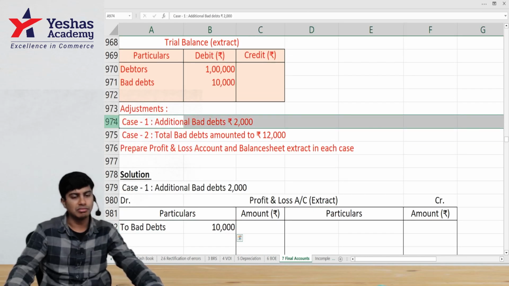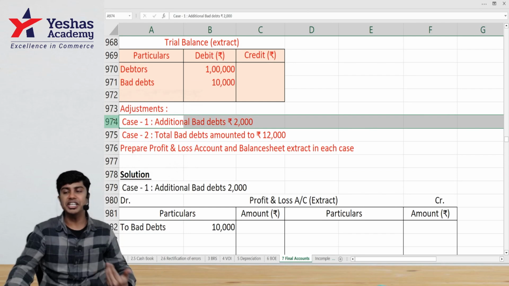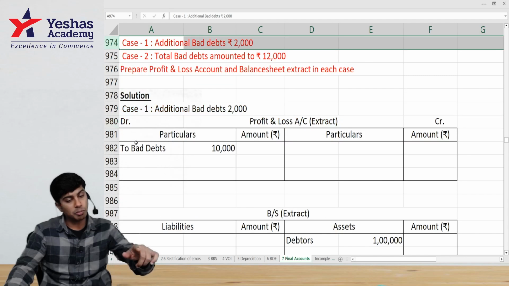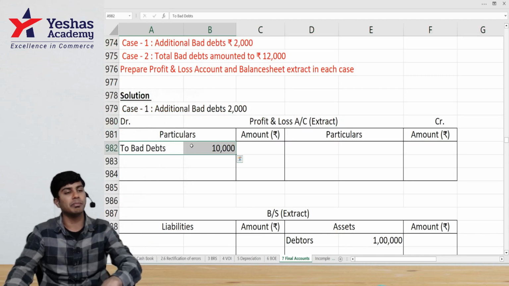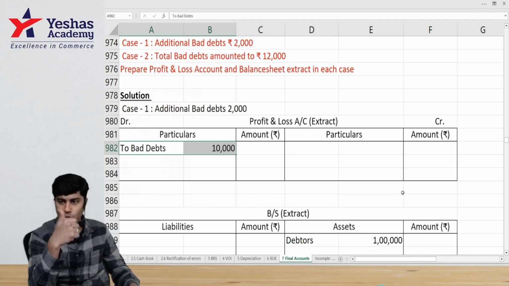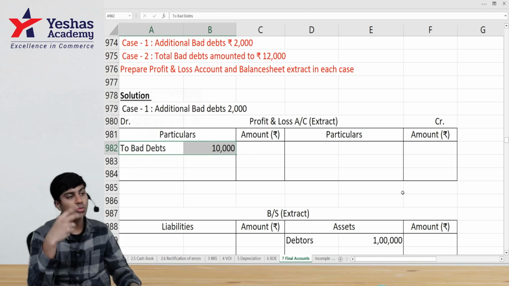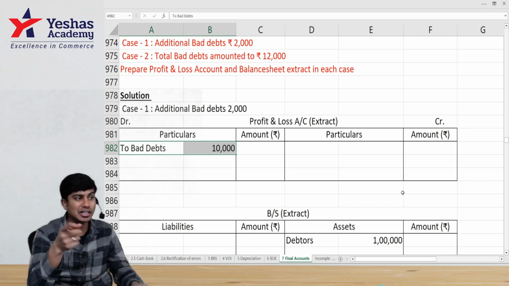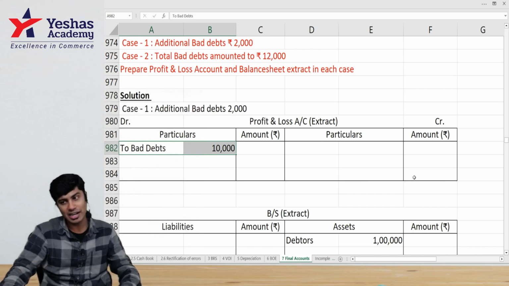Now in case 1, in the adjustment, they additionally mention that the bad debts is 2,000, over and above the 10,000. So what is the journal entry for bad debts? Bad debts to debtors, P&L to bad debts. Both the entries are to be passed. Why should we pass both the entries? Because they have not been passed. That is the reason it's not appearing in the trial balance. It's been given in the adjustment.